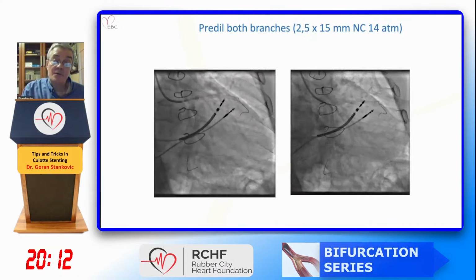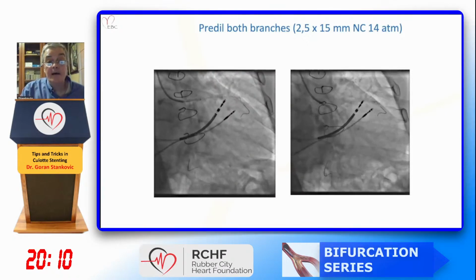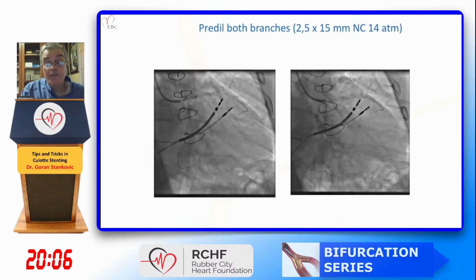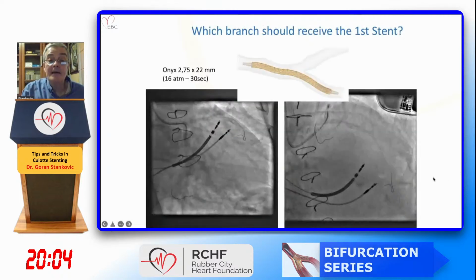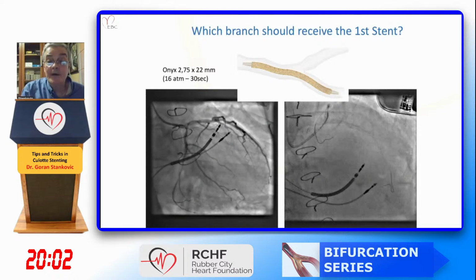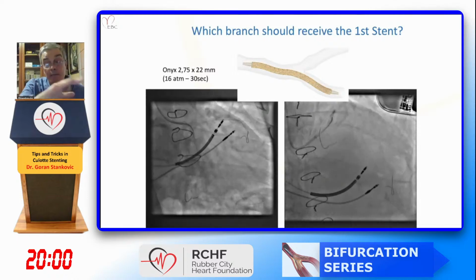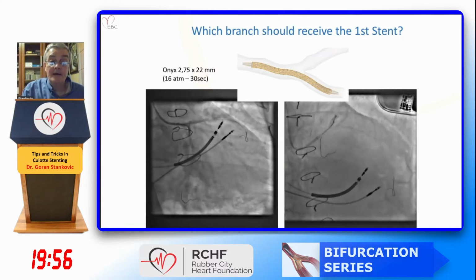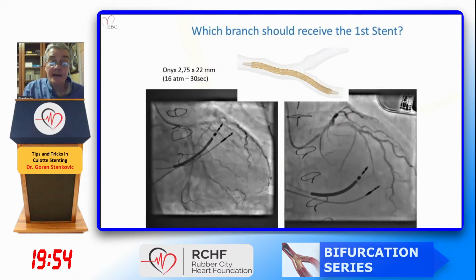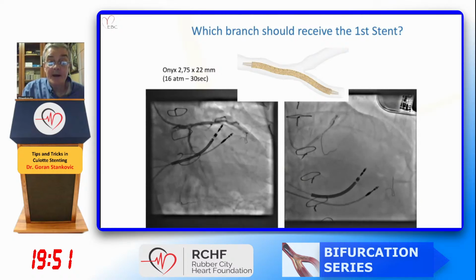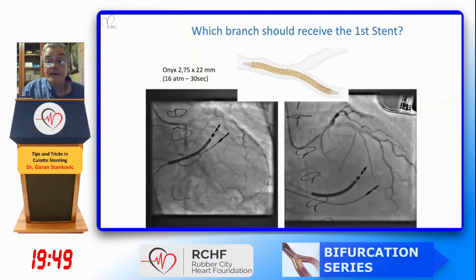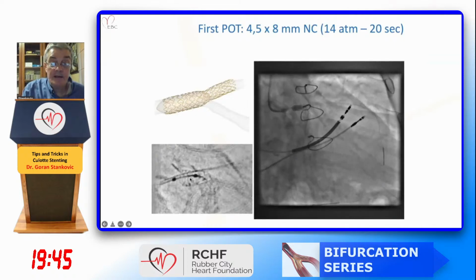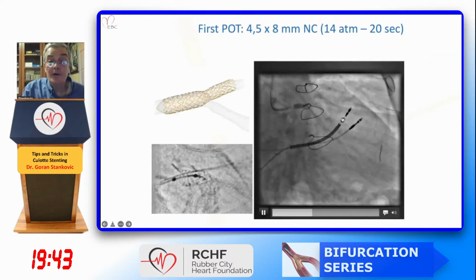So the decision was to start with an inverted provisional stent, predilating, of course, both branches. But then which branch should be stented first? The more angulated, more diseased circ. Again, Onyx was the stent used in the EBC main study. After stenting from the ostium, first POT, you see here the position of the POT balloon.